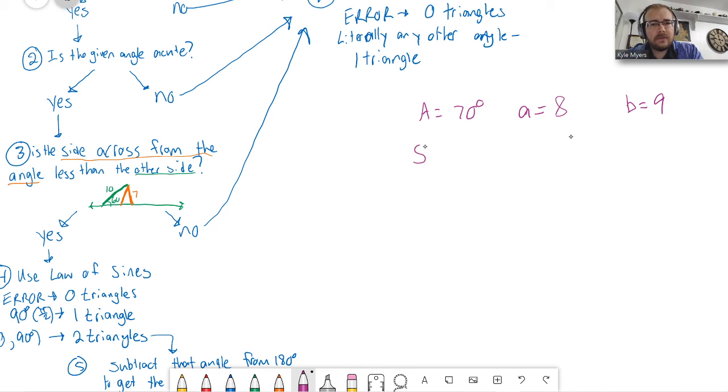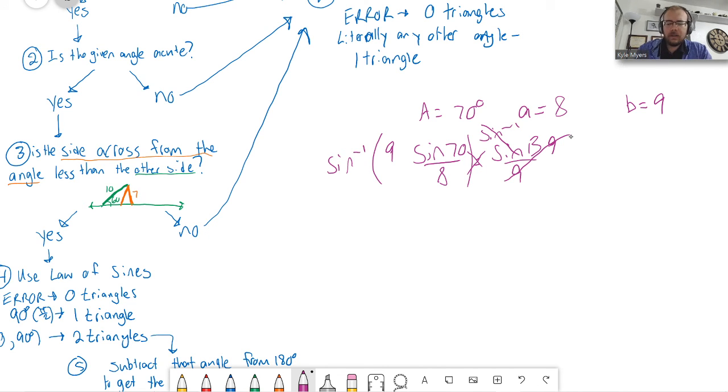So we would do sine 70 over 8 equals sine of B over 9. And if I solve this, I'll just do the quick maths here. I don't even need to do cross multiplication here. I would multiply both sides by 9 and then take the inverse sine of both sides, sine inverse, and that would solve for B. So let's see what that is.